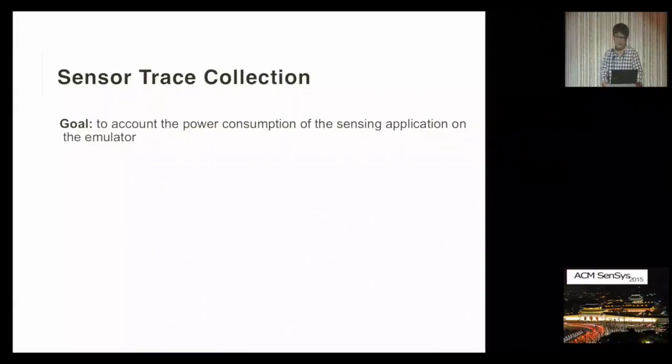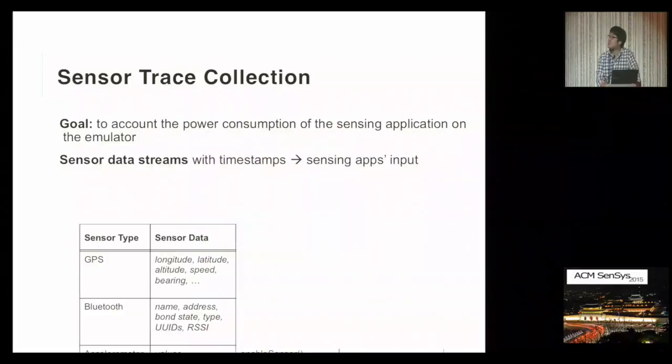Okay, so the first step to enable this approach is to collect the sensor trace and the device usage trace on a user's smartphone. I first explain the sensor trace collection. What type of sensor information do we need in order to account the power consumption of the sensing application? Of course, the essential one is the sensor data streams with the timestamps.